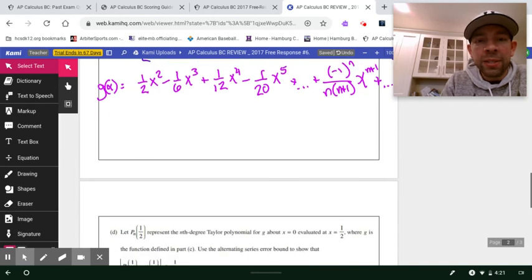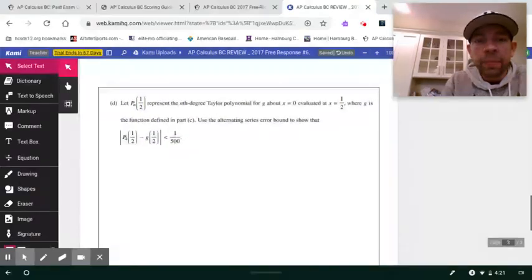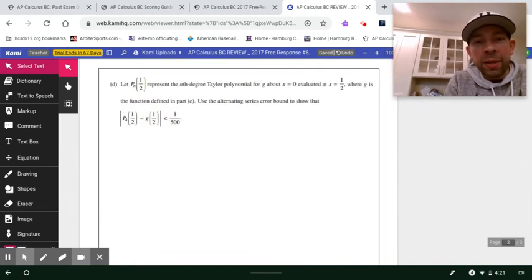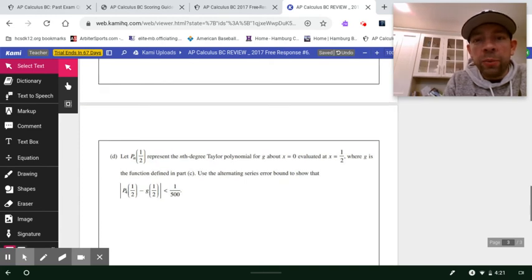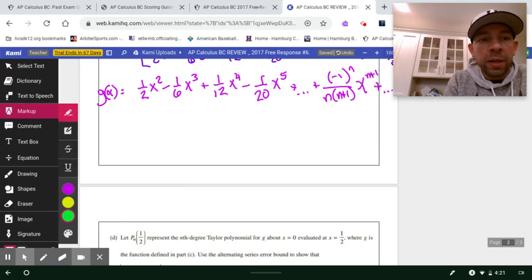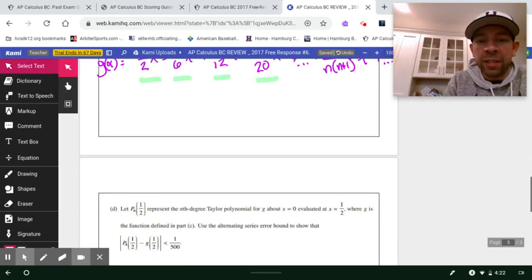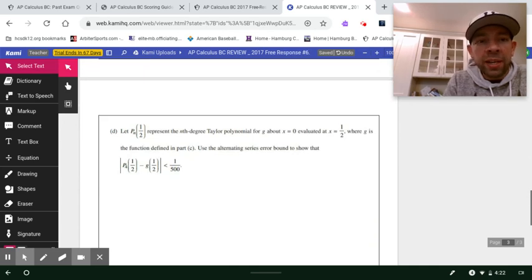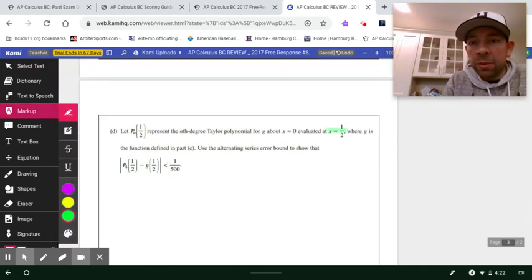And I think part D is going to be really nice. Well, I don't want to jump the gun. If you recall, we did have an alternating series back here. You see the first term, we went from a positive to a negative to a positive to a negative. So we do have an alternating series. And basically they're saying if we were to let x equal 1/2, could we guarantee that the error bound is less than 1 over 500?